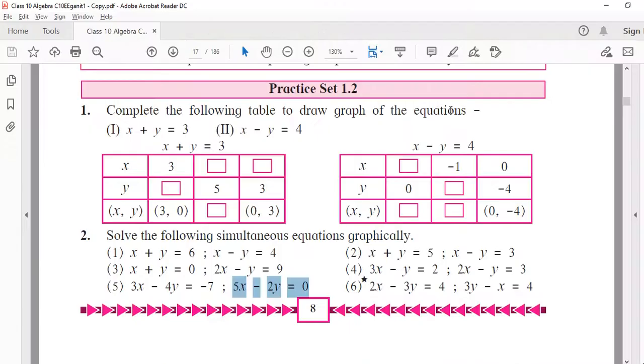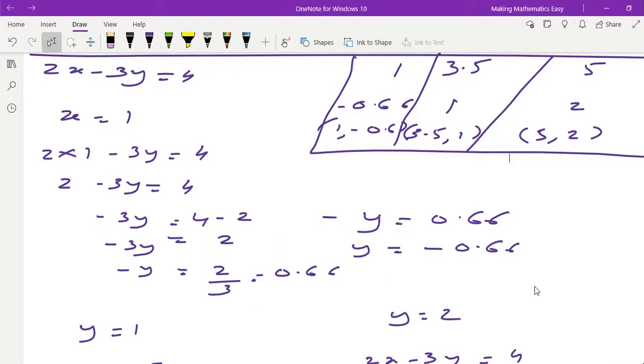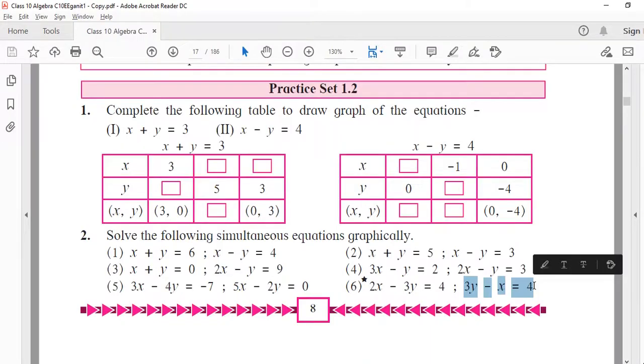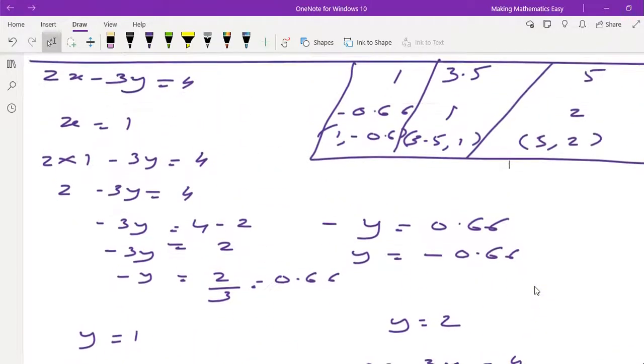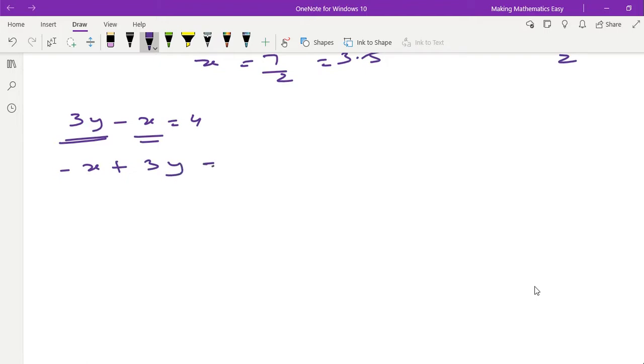Okay, so your first equation is ready. Your table is ready for equation 1. Similarly, we have to do this for the second equation: 3y minus x is equal to 4. Now you need to be very careful. They can give the y coordinate first, then the x coordinate. You need to arrange that accordingly, and then you need to proceed.